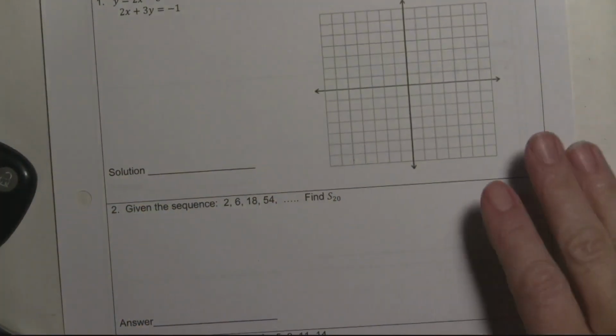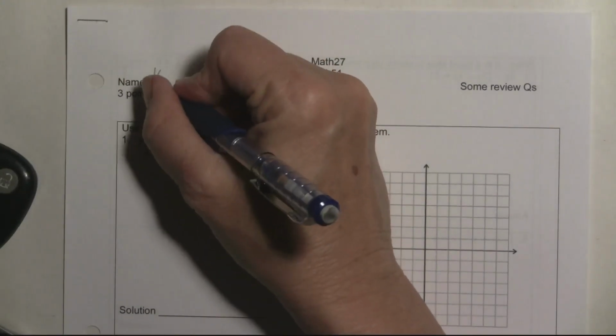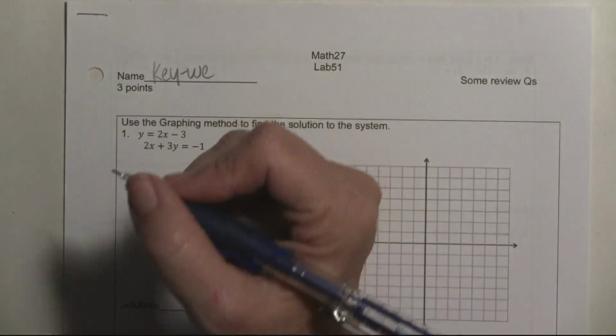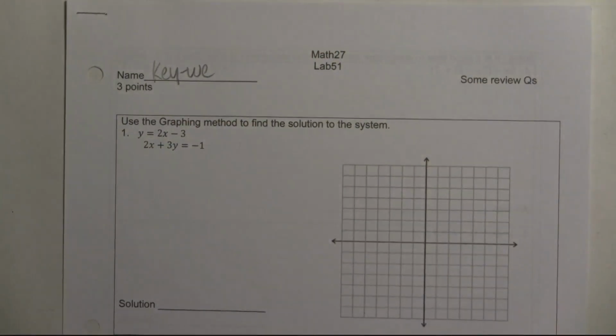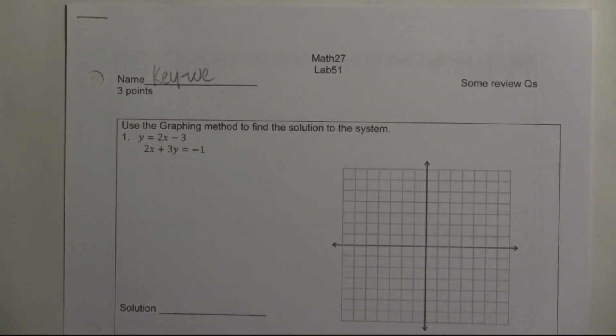Okay, so here we are, Lab 51, Kiwi. Use the graphing method to find the solution. Oh gosh, I'm going to have a ruler.